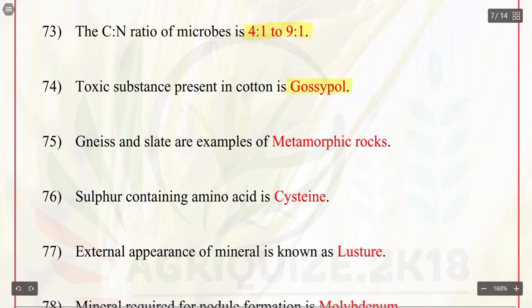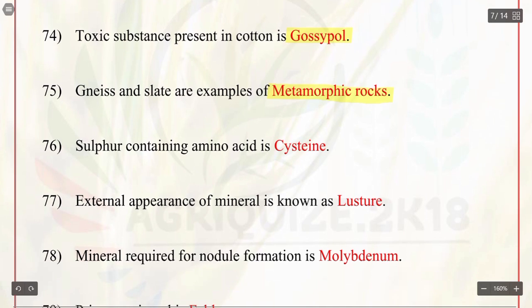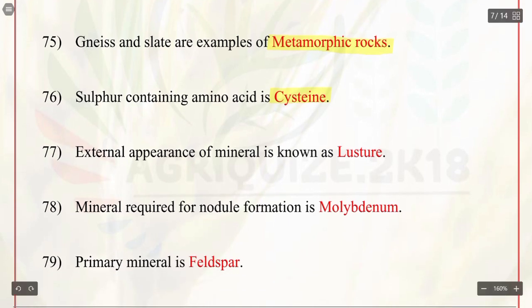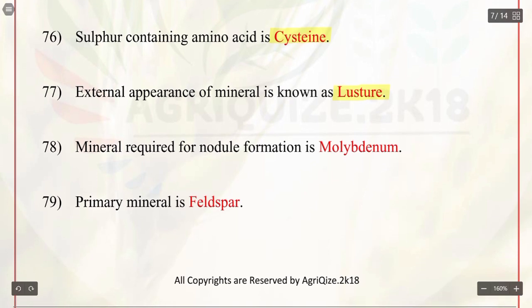Gneiss and slate are examples of metamorphic rocks. Next, sulfur containing amino acid is cysteine. Next, external appearance of mineral is known as luster. Question number 78. Mineral required for nodule formation is molybdenum.